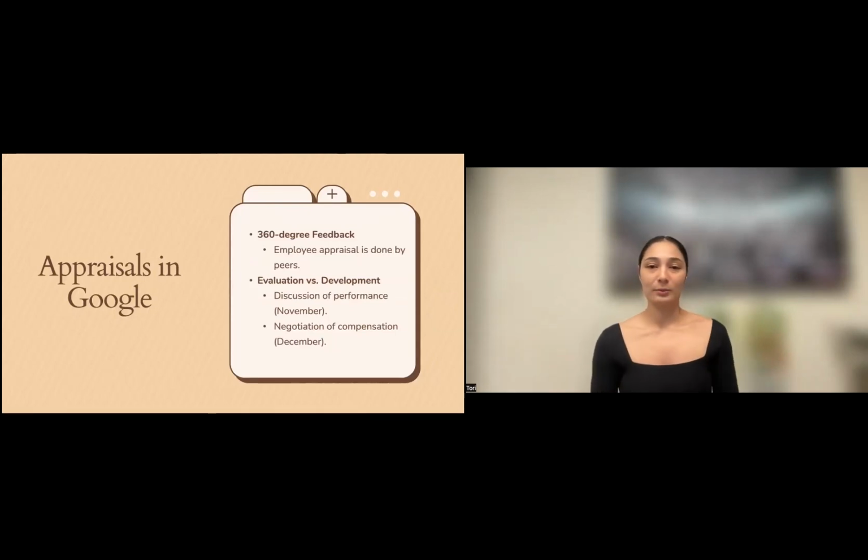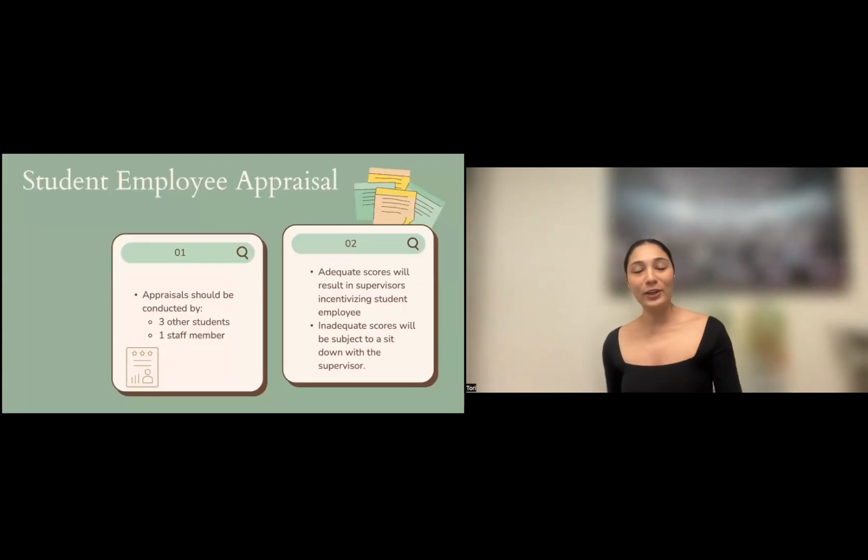And this is how Google does appraisals. They use a 360-degree feedback method where employee appraisal is done by all their peers. It's accumulated and given to the manager, and they pretty much make an unbiased assessment of a certain employee, which then goes on to evaluation versus development, a discussion of performance in November, and then negotiation of compensation for those who have excelled.